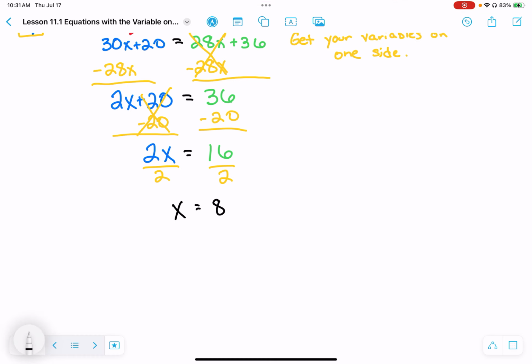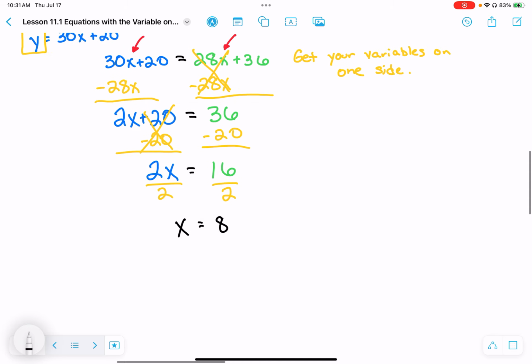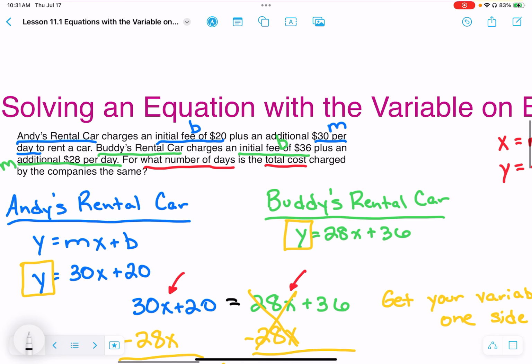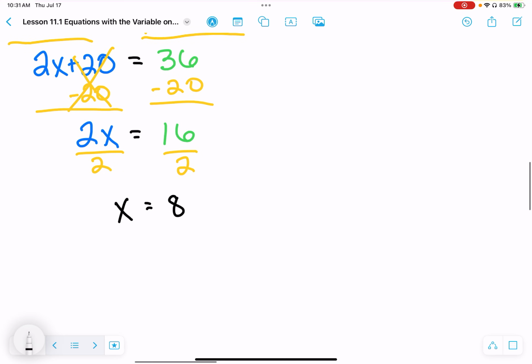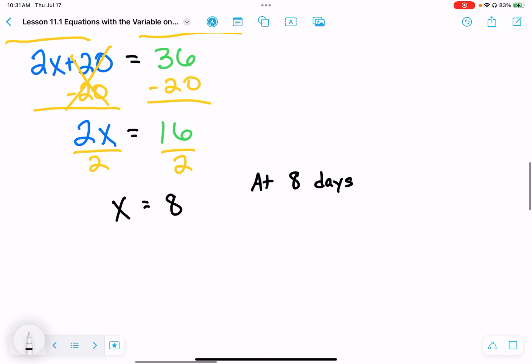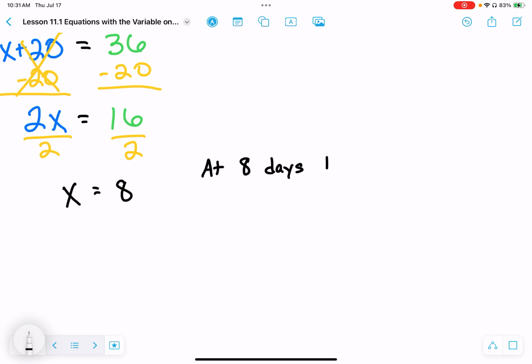So the value of x is 8, but we certainly do not want to stop and say the answer is 8. We want to answer the question in context. The question was, for what number of days is the total cost charged the same? 8 is the number of days, so we will say at 8 days. We don't say after 8 days, because it's not after 8 days, it's at 8 days. The total cost of the two companies is the same.